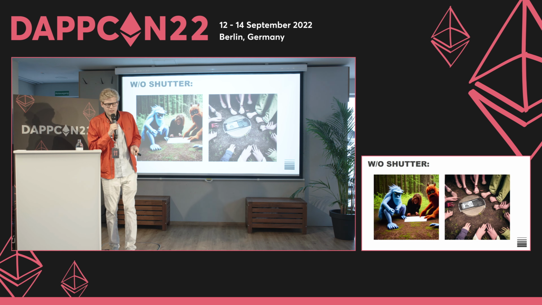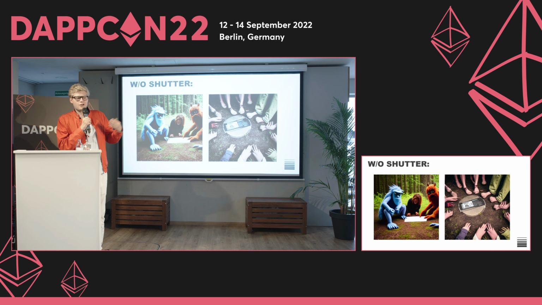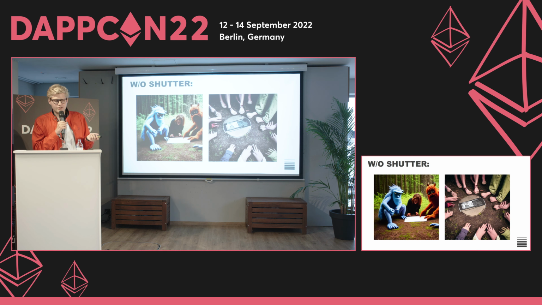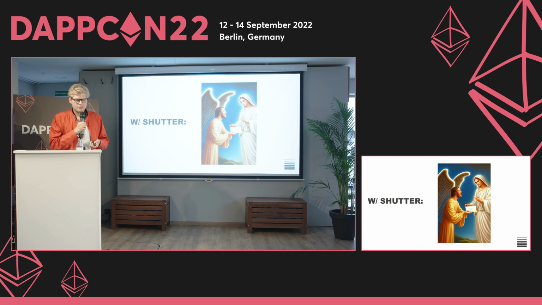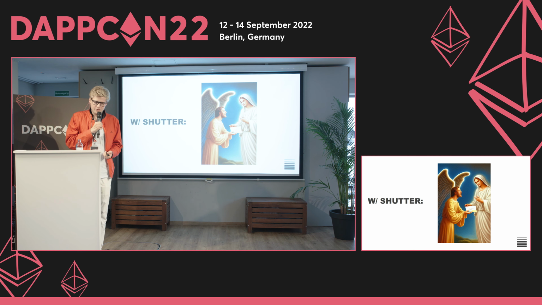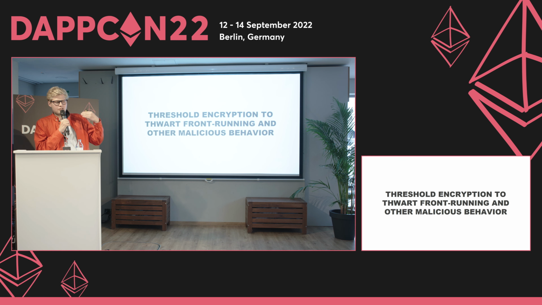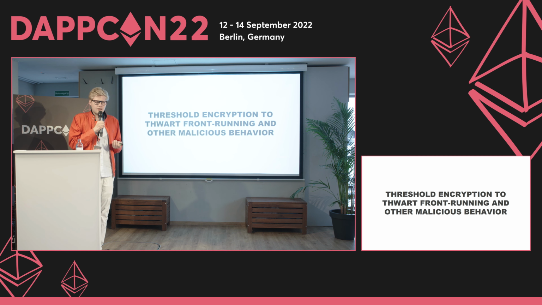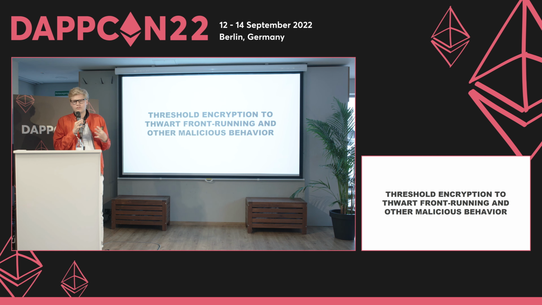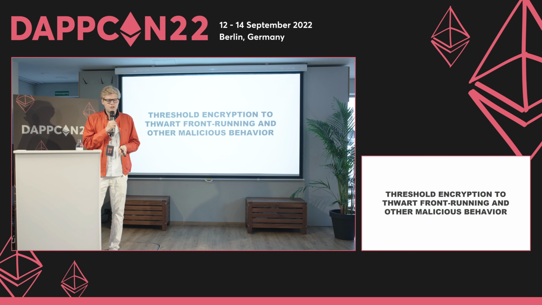So I'm trying a little bit here with Stable Diffusion. Without Shutter, you have everyone looking at the information you're trying to reveal to the chain, and they can take it away from you before you've even revealed it. With Shutter, you can safely reveal it to the chain. I think it's cool that Stable Diffusion came up with a female god. And the solution, very broadly speaking, is threshold encryption to prevent front running, but also a bigger set of malicious behavior on chain.